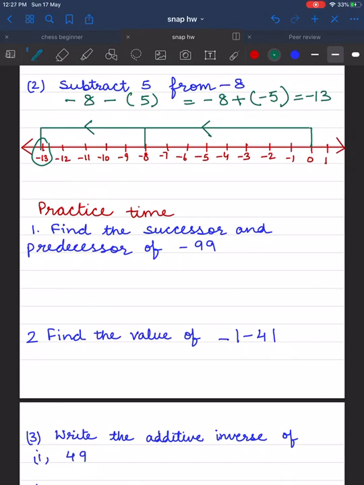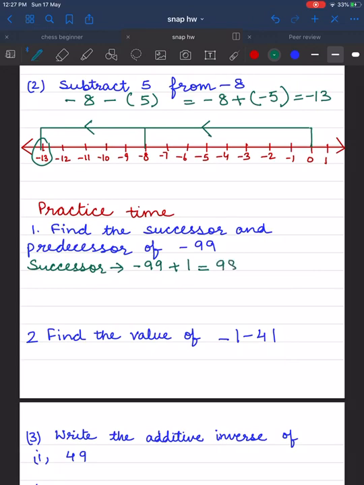Children, now it's practice time, so get ready with your registers and do these questions. Now first is find the successor and predecessor of minus 99. Now first let's find out the successor. To find the successor, we have to add 1. So in minus 99 we add 1.